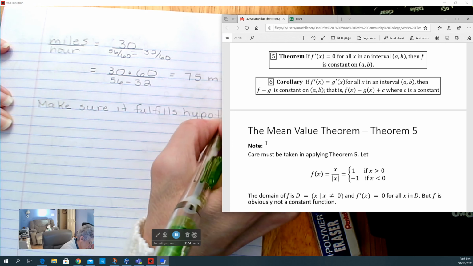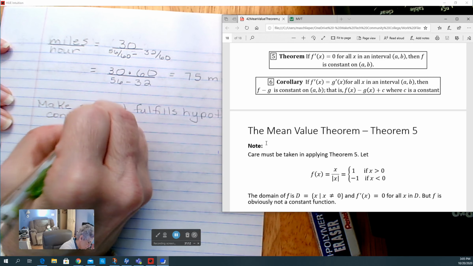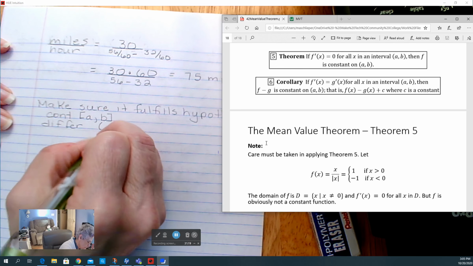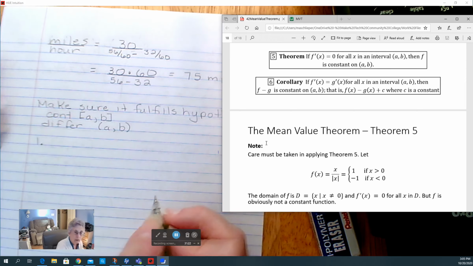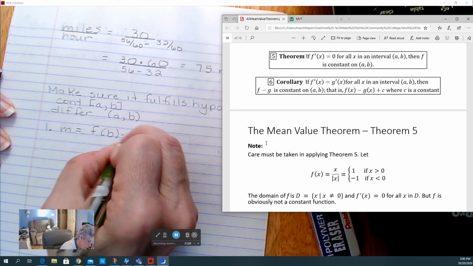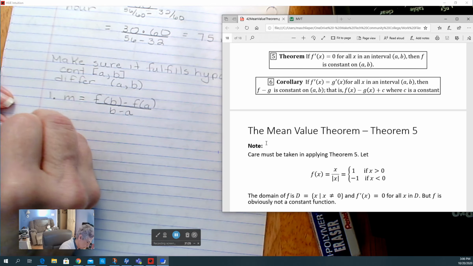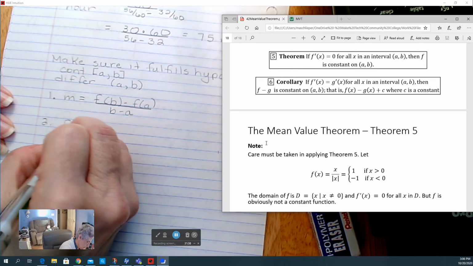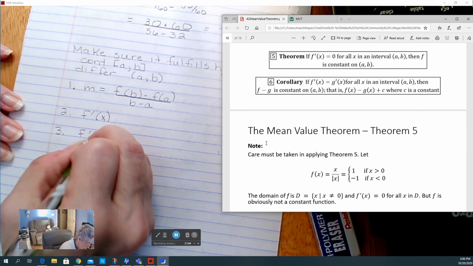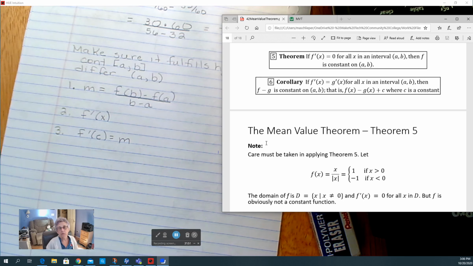And what are those hypotheses? Continuous on the closed interval, differentiable on the open interval. Calculate your slope of your secant line, f of b minus f of a over b minus a, calculate your derivative, and then find c, because f prime of c is that very special number where the derivative is equal to the slope. You can do it.